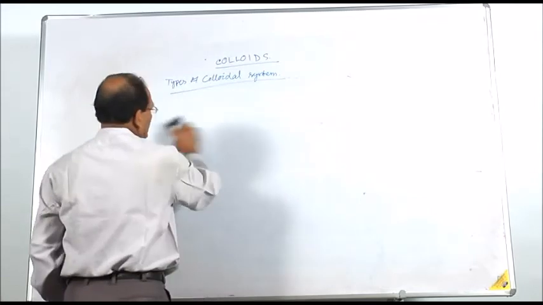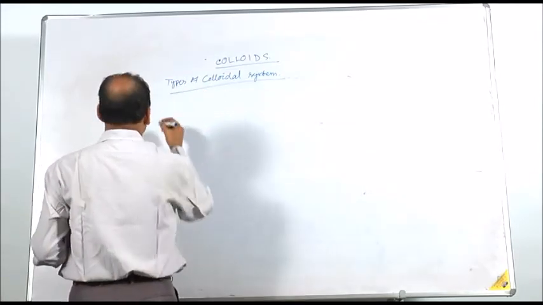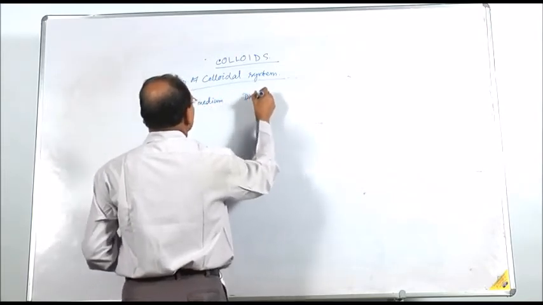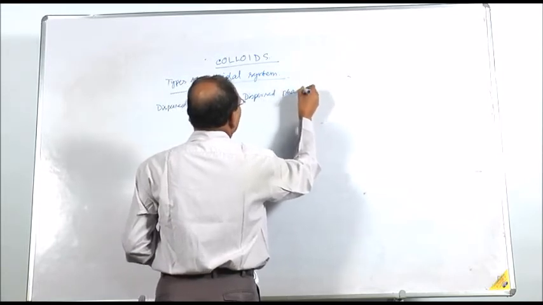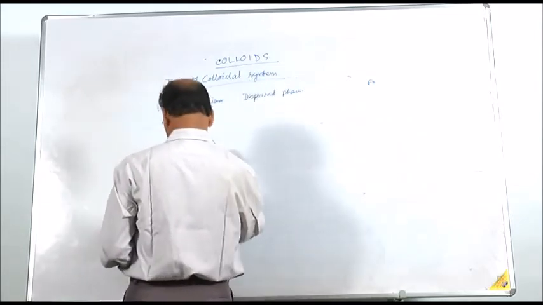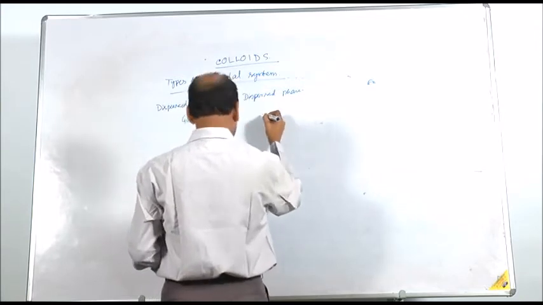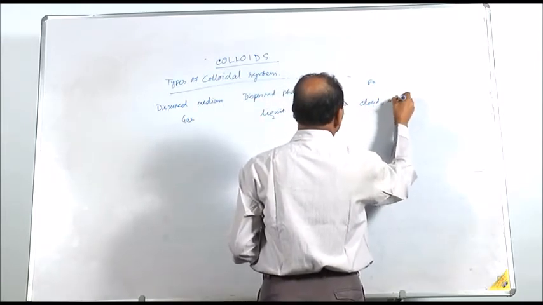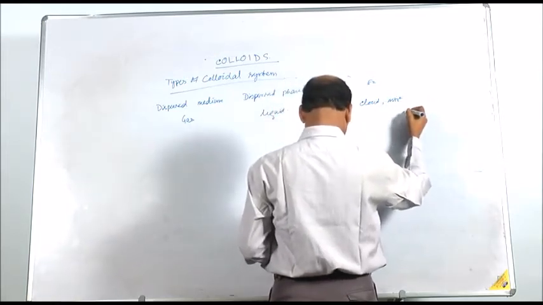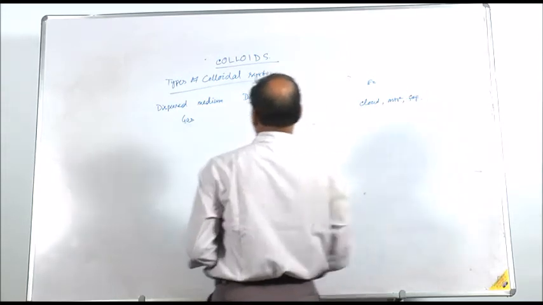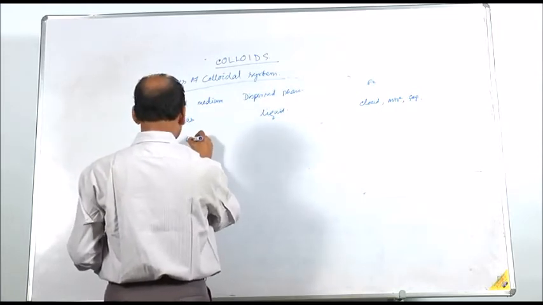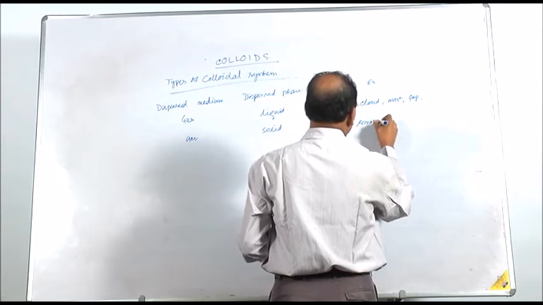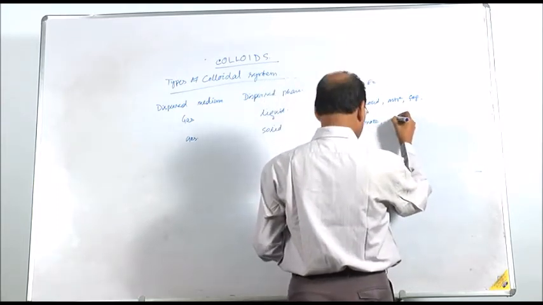If you consider dispersed medium, dispersed phase, and examples: first, if you take dispersed medium as a gas and dispersed phase as liquid, it is cloud, mist, fog, etc. If dispersed medium is gas and phase is solid, it is smoke, in which the carbon particles are suspended in air, smoke and dust.